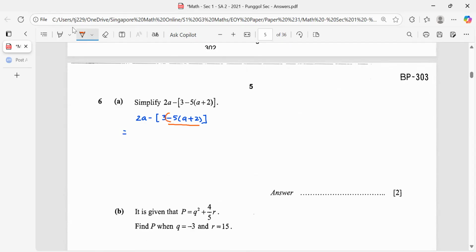bracket. So we have to take -5, multiply into each of the terms within the brackets, and we will have -5 times a, we have -5a, -5 times 2, we have -10. Following that, let's simplify the terms within the bracket. We have 3, take away 10, that gives us -7. And moving on, we are going to remove the second bracket by multiplying -1 into each term in the bracket.